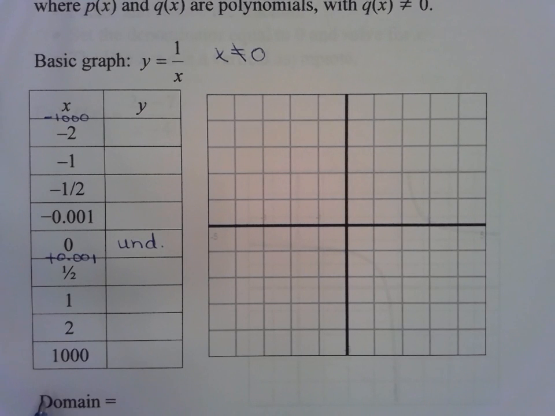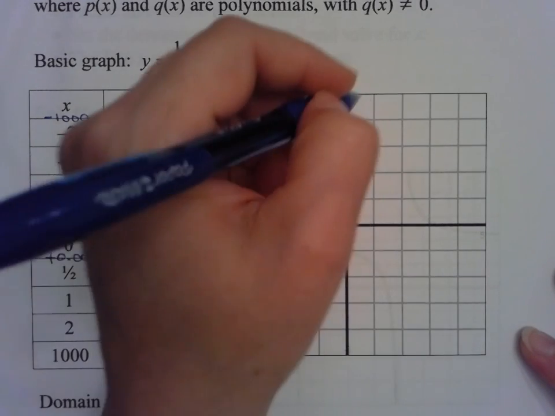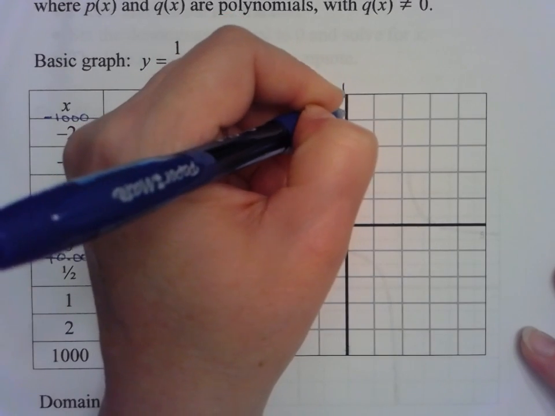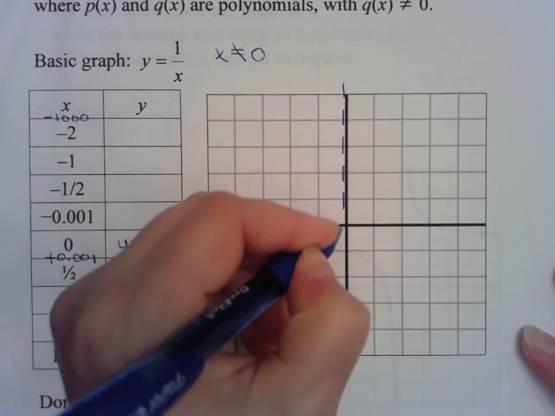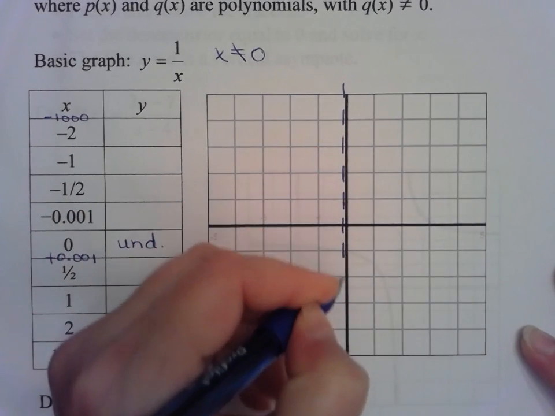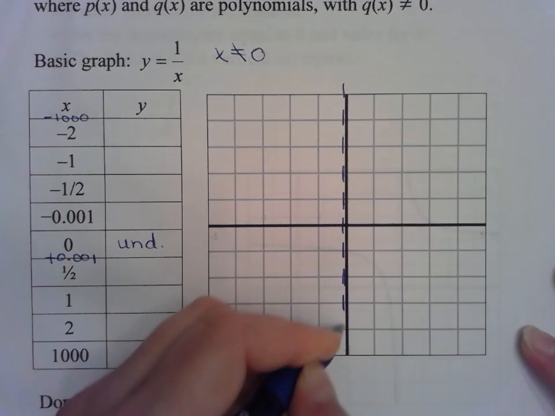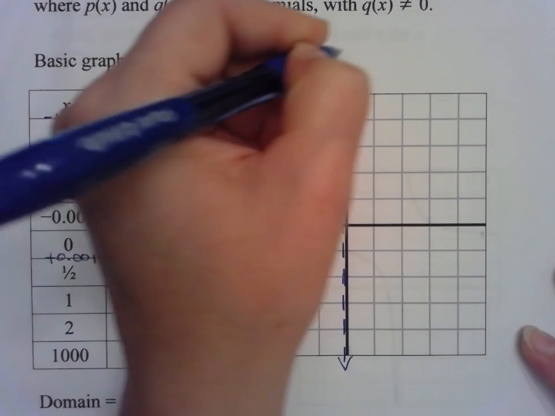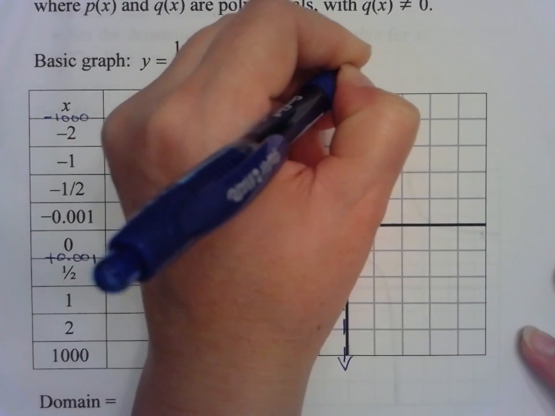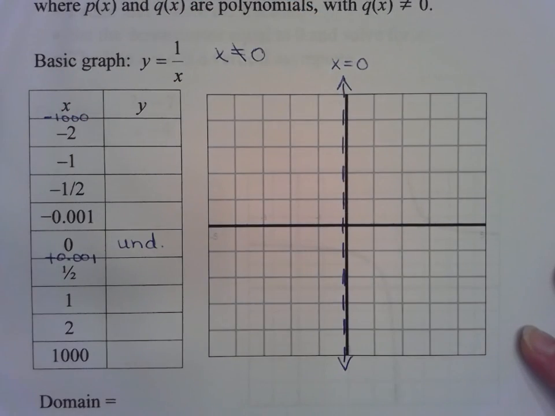Okay, so because x cannot be 0, we very often draw in a dotted line where x is 0 because the graph is going to get infinitely close to this line. I'm going to go ahead and draw that. So this would be the line where x equals 0. It's not actually part of the graph, it's just a guiding line to help us make the graph.